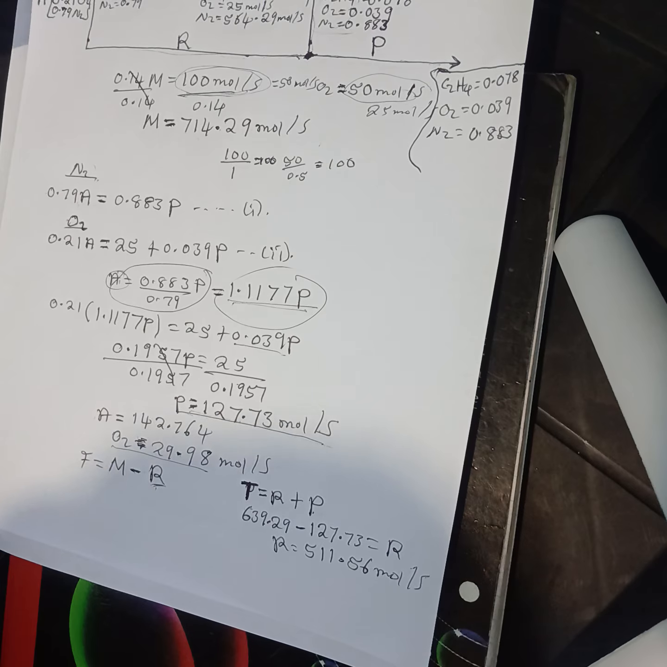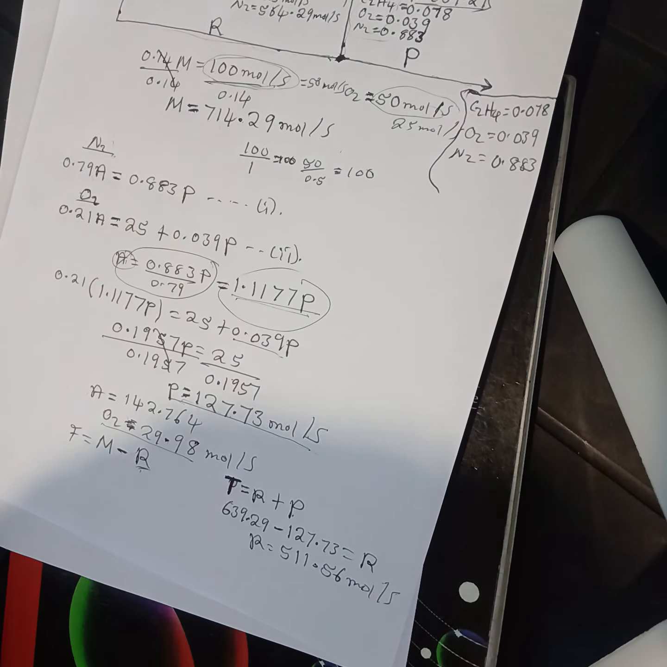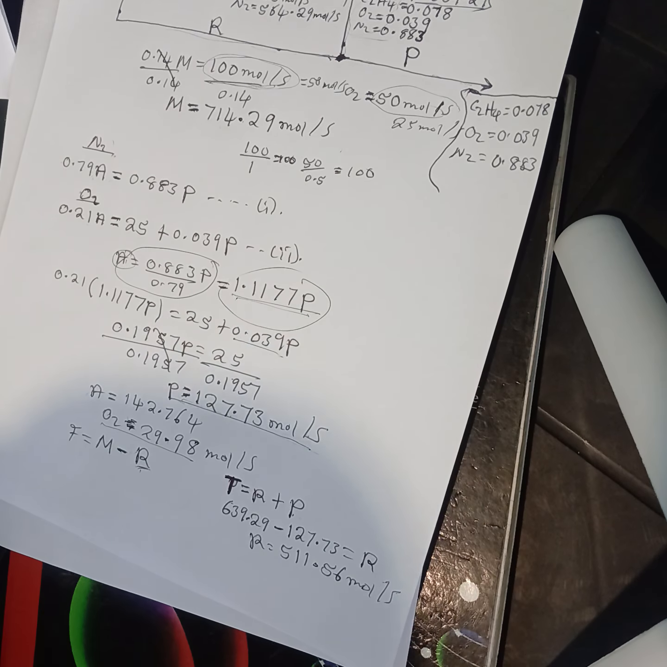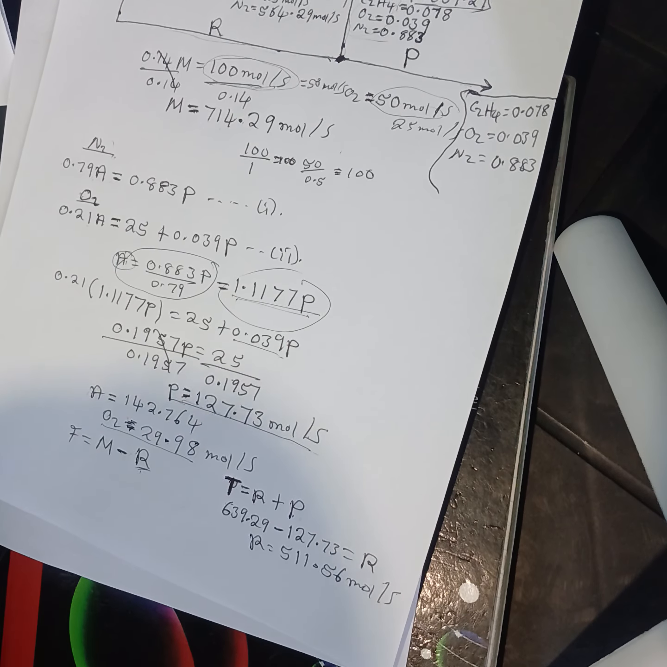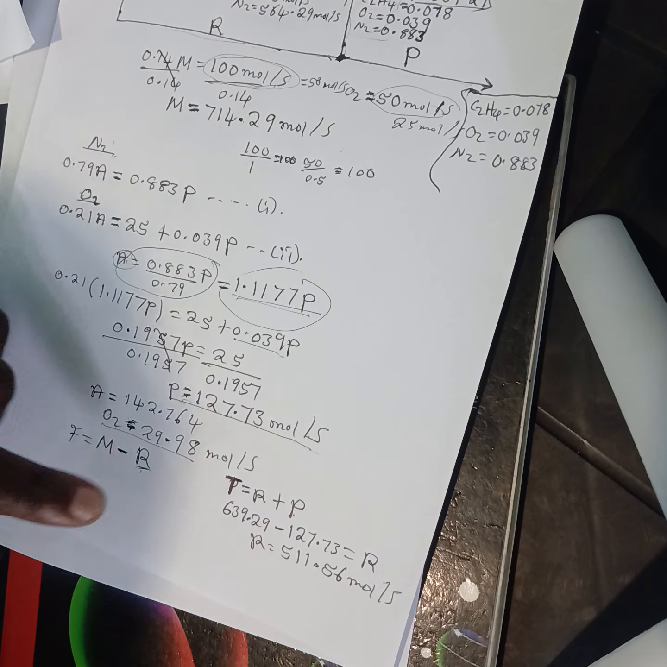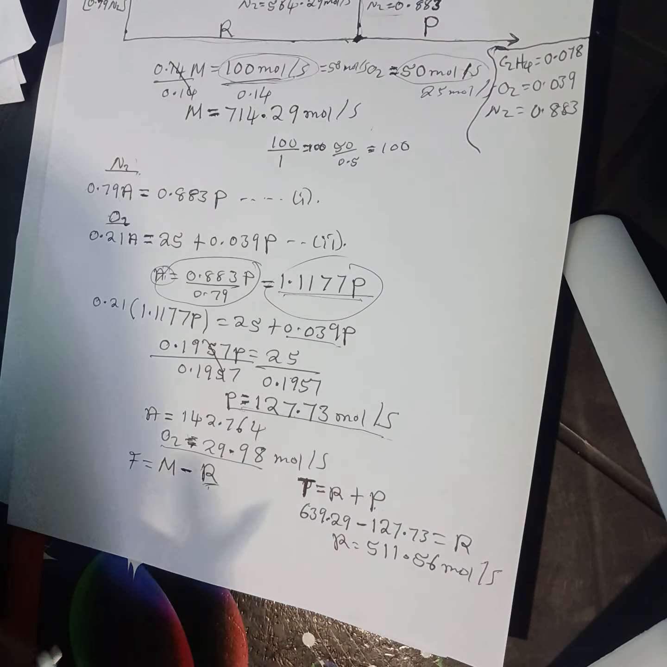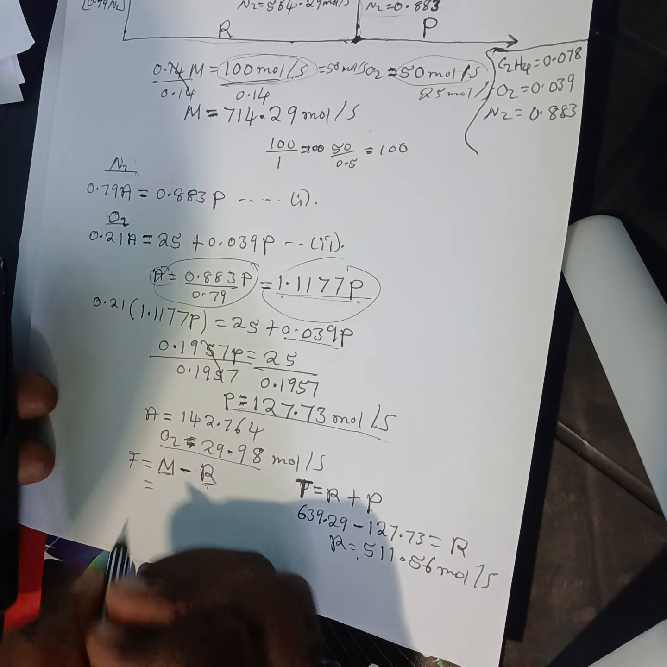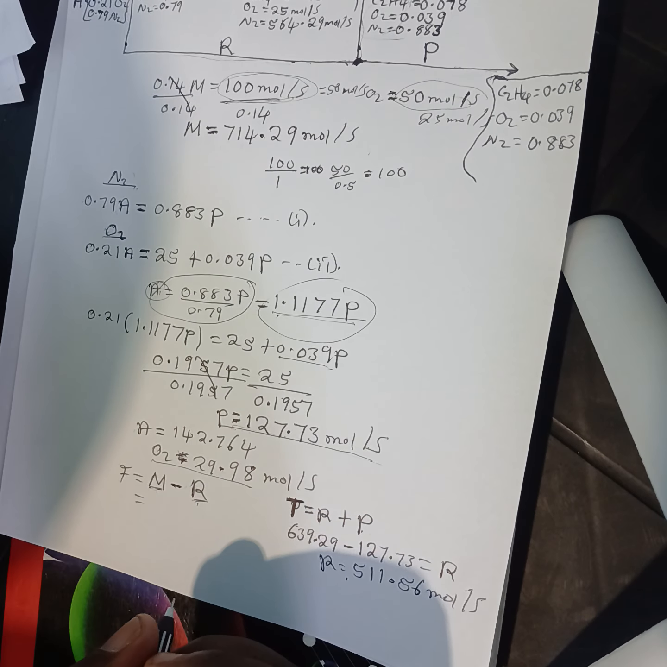We have also answered the question that asks us to calculate the recycle. We have also answered the third question here. We are being asked to calculate the recycle stream. It's answered here.